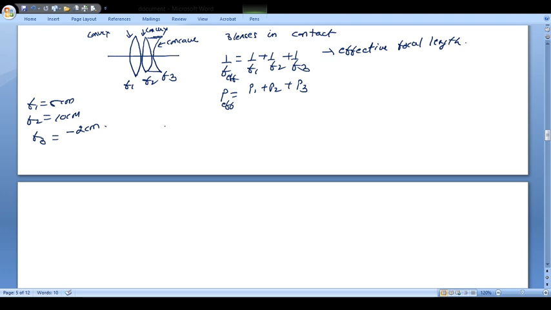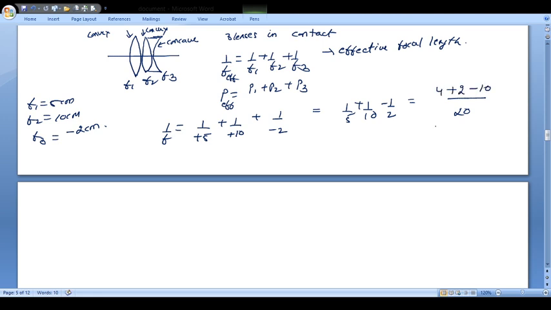So what will be effective focal length? 1 upon f will be equal to 1 upon plus 5 plus 1 upon plus 10 plus 1 upon minus 2. So here this will be 1 upon 5 plus 1 upon 10 minus 1 upon 2. So here if you take LCM, it can be taken as 20. 5 into 4 plus 2 minus 10. So this is coming as minus 2 upon 20, that is minus 1 upon 10. This is 1 upon f. So F effective is equal to minus 10 centimeters.